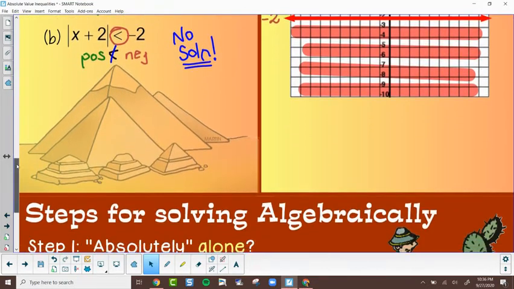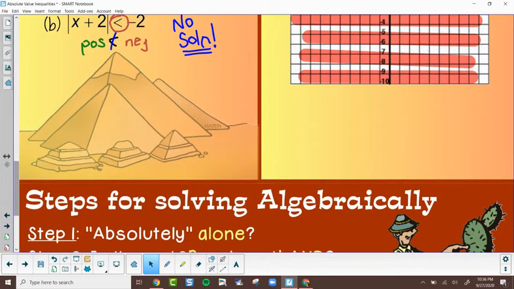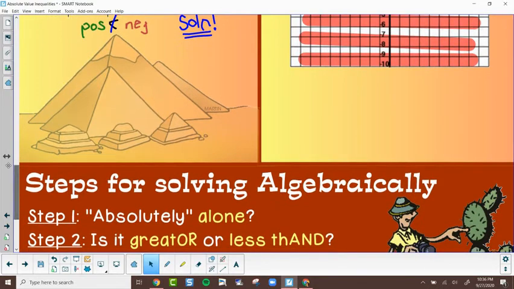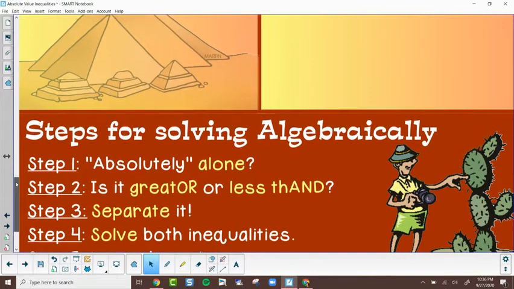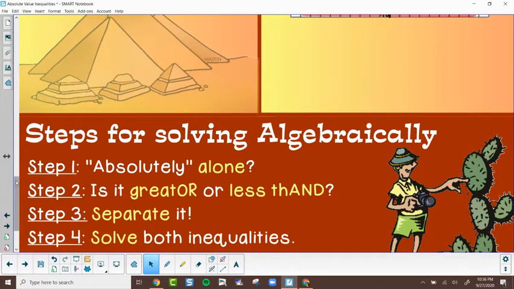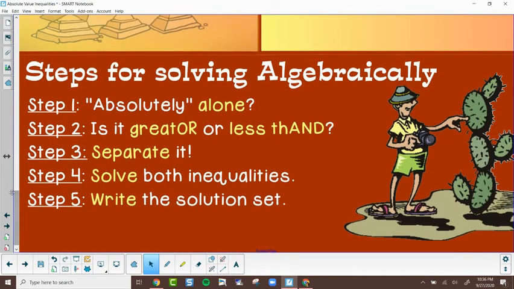So when we start to solve by algebra, we have a couple of steps. The first step is to get the absolute value absolutely alone. Always isolate that absolute value. Then you're going to decide, is it a greater than or a less than situation? So do I have two disconnected pieces or one connected piece? Step 3 is I'm going to separate if I need to and drop those absolute values. Solve both my inequalities all the way down, and then the final step is to write my solution set with a number line and then set or interval notation.